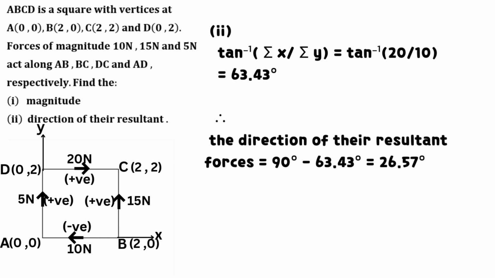Therefore, the direction of their resultant force equals the difference between 90 degrees and 63.43 degrees, which equals 26.57 degrees, to 2 decimal places.